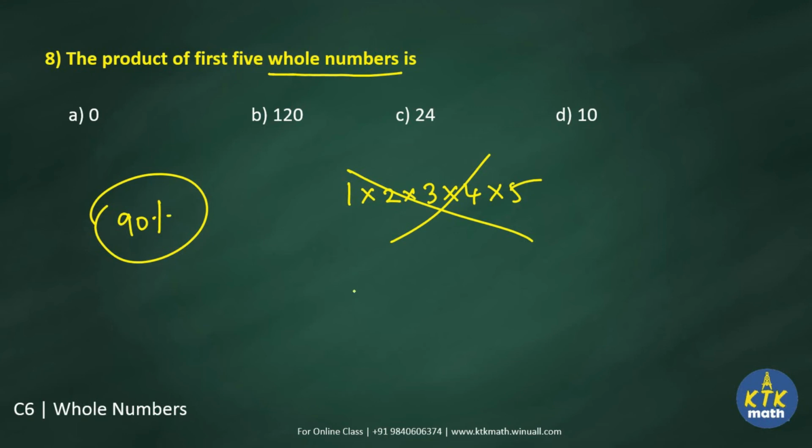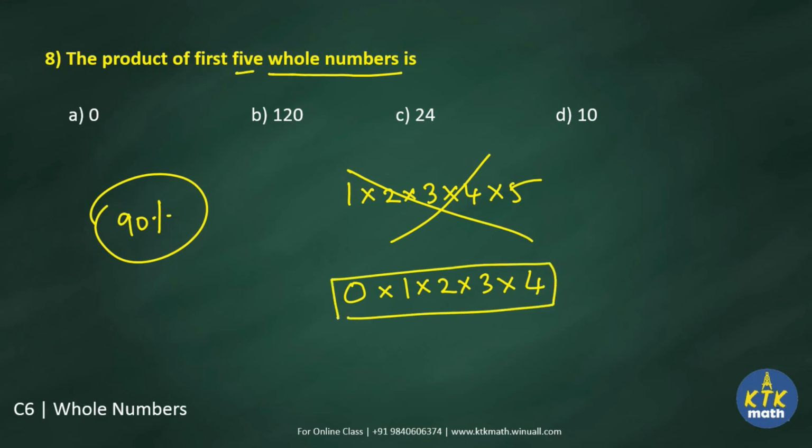So whole numbers start with 0. So when you are multiplying 0, 1, 2, 3, 4, only 5 numbers, you need to stop at 4. We know that any number multiplied by 0 will give you 0 only. Therefore the answer is always 0 for this question.